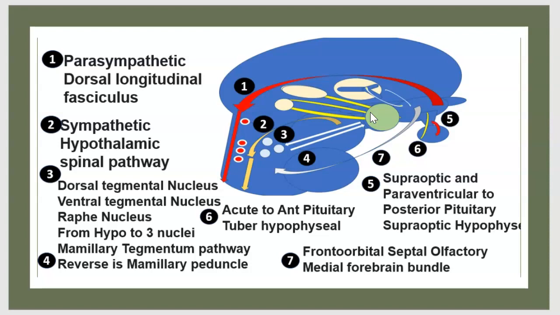Then we move to 5, which is supraoptic and paraventricular to posterior pituitary. And 6, arcuate to anterior pituitary. 7 is fronto-orbital, septal, olfactory to medial forebrain bundle.